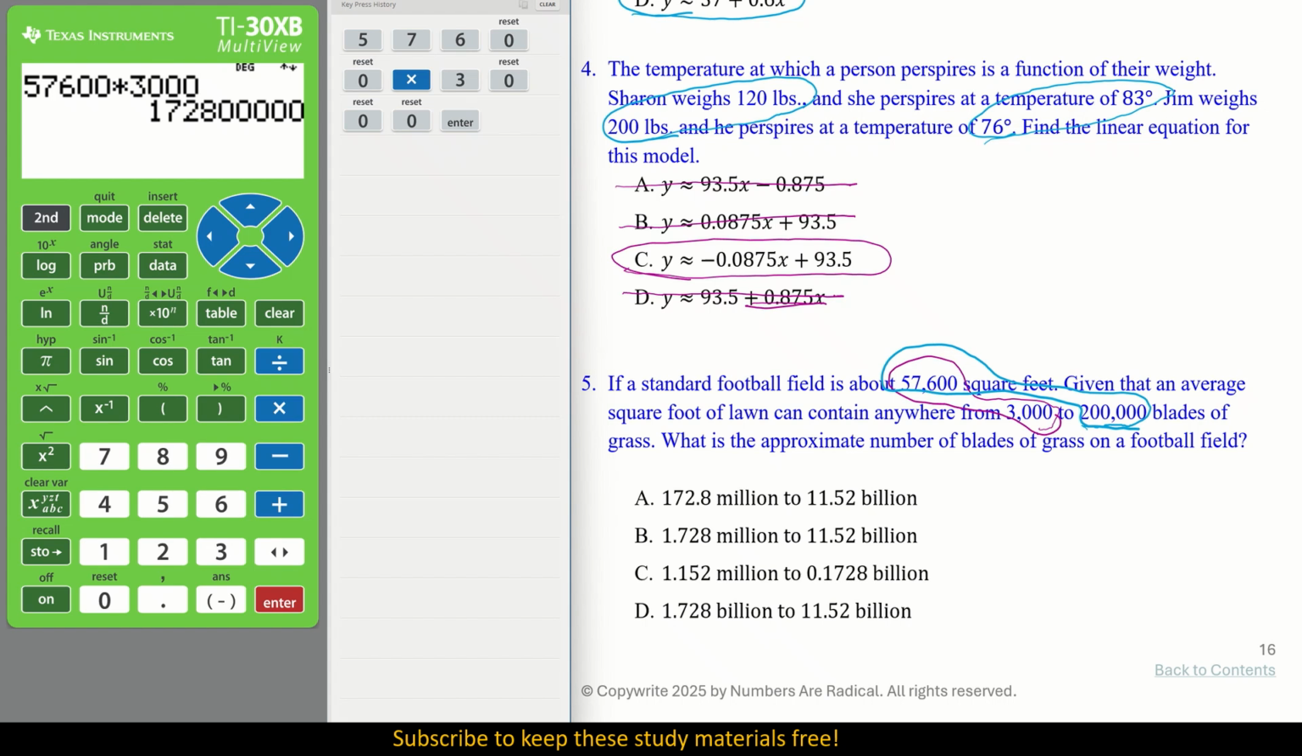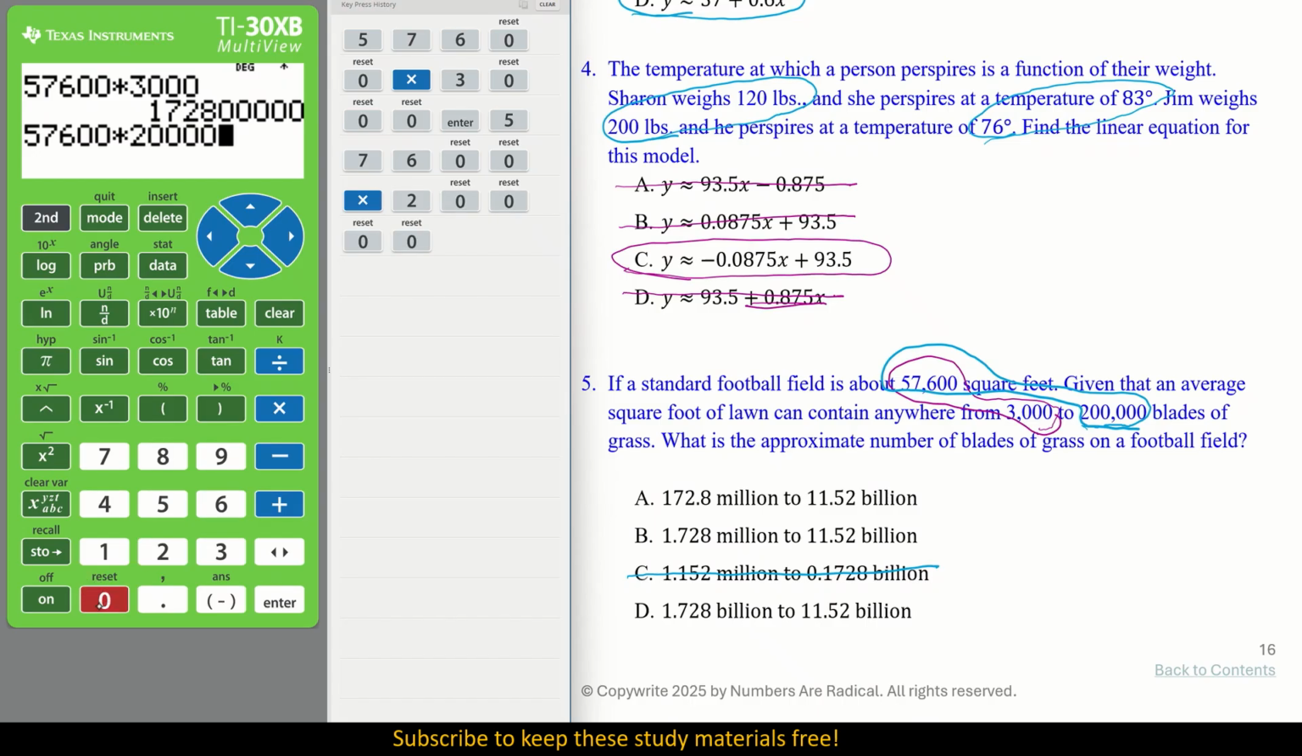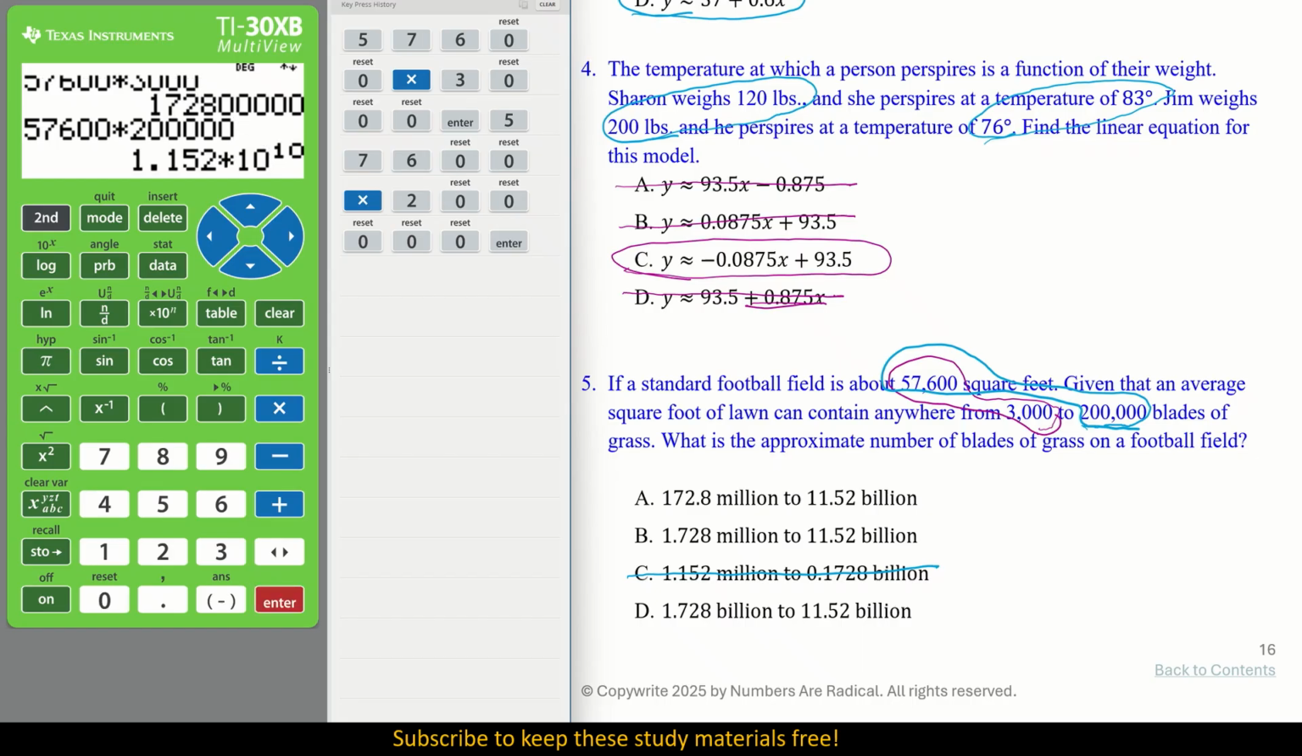Now let me get rid of C. I mean, there's no way that C is correct. Look at the numbers I have. 1728. No, not going to work. Now let's type in the next one. 57,600 times the 200,000. So 2 and 5 zeros. 1, 2, 3, 4, 5. And that is correct. All right, and press enter.